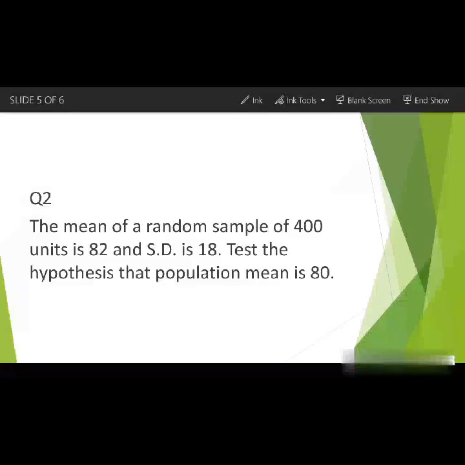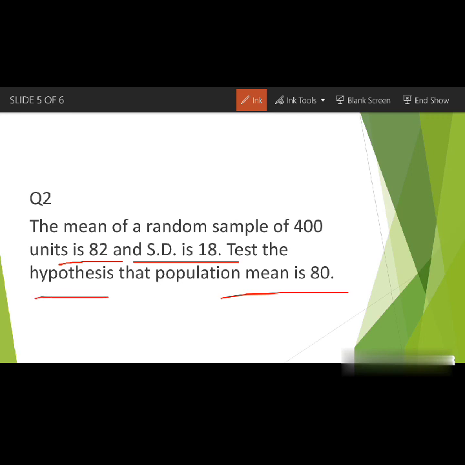Now let's check out sum number 2. Here the mean of a random sample of 400 units is 82 and the standard deviation is 18. Test the hypothesis that the mean is 80. So here the standard deviation is clearly given, x bar is 82, mu is 80. So we have to find out hypothetically whether the sample is from the population mean or not. Here also it is a two-tailed test. Now here the percentage is not given, so we will take 5%. So let's check out the answer.